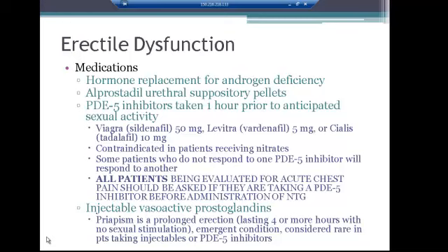Priapism is a condition with a prolonged erection, an erection lasting 4 or more hours with no sexual stimulation. Okay, that is considered an emergency condition, but it's also considered rare in patients taking injectables and PDE5 inhibitors, despite what we see on medical TV shows.